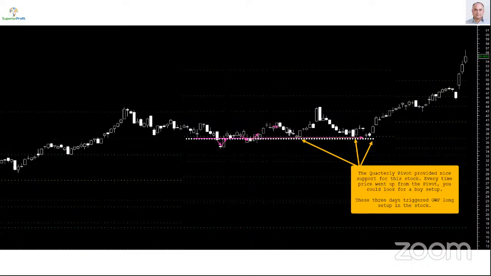So when price came to these points from above, and then we had a bullish shape candle actually at these 3 points. So we could look for a trend following long setup on this day, and this day. If we took the trade on this day already, we might not have taken the trade on this day. That is how you may use the pivot lines.